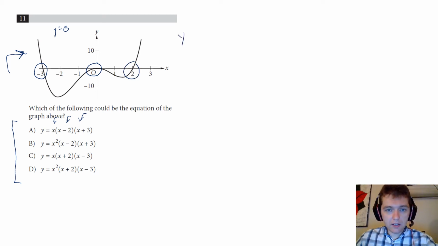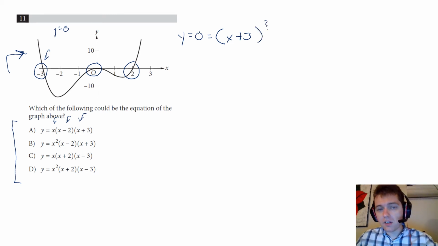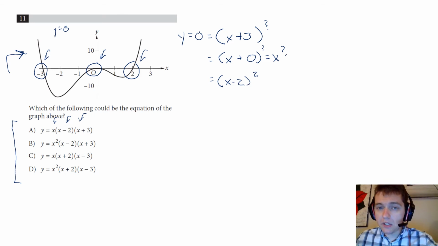So that means y is equal to 0 at this first root, negative 3, which means there must be a term x plus 3, because negative 3 plus 3 will give you that 0. And this could be to any power, because 0 to any power is 0, right? So you don't know what power it could be to. On the middle one, think of this as x plus 0, which is just equal to x. Again, that could be to any power. So you have x plus 3 to any power, x to any power, and this last one, you will have x minus 2. Again, that could be to any power.